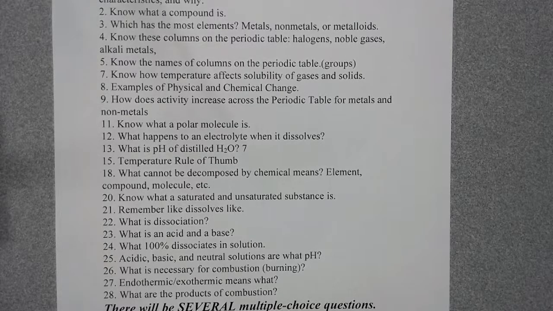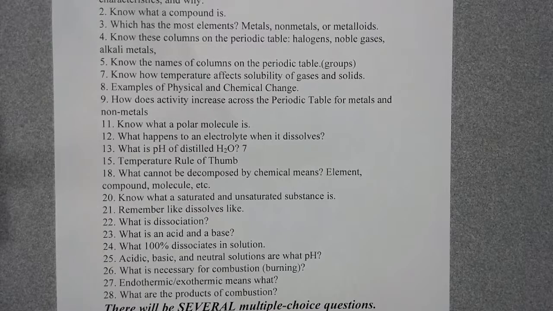It says, how does activity increase across the periodic table for the metals and non-metals? The answer he gave us for that was cesium is the most reactive metal and fluorine is the most reactive non-metal. Cesium, I don't know if I spelled it right, but I'm pretty sure I'm saying it right based off of what he said. So cesium is the most reactive metal and fluorine is the most reactive non-metal. Know what a polar molecule is? You can just Google that and it comes up with the same correct answer if you don't have it.